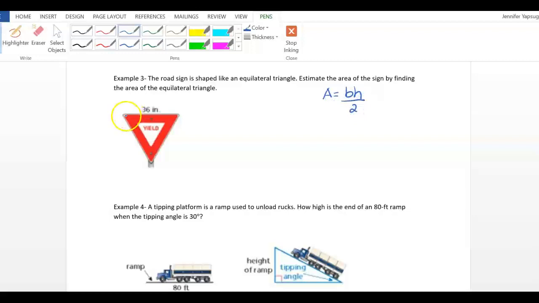Well, right away we can figure out that the base is 36, but we do not know what the height is. So we need to find the height first. When I drew in this blue line that represents the height, I made a right triangle. And if you remember from our last example, if this is an equilateral triangle, all of the angles are 60 degrees.